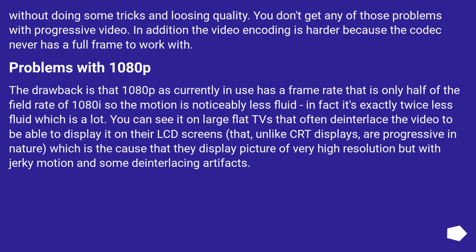You can see it on large flat TVs that often deinterlace the video to be able to display it on their LCD screens, that, unlike CRT displays, are progressive in nature, which is the cause that they display picture of very high resolution but with jerky motion and some deinterlacing artifacts.